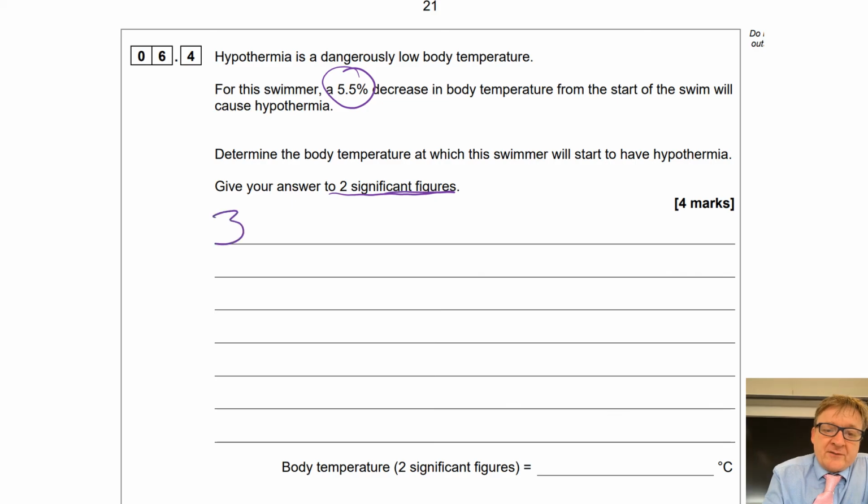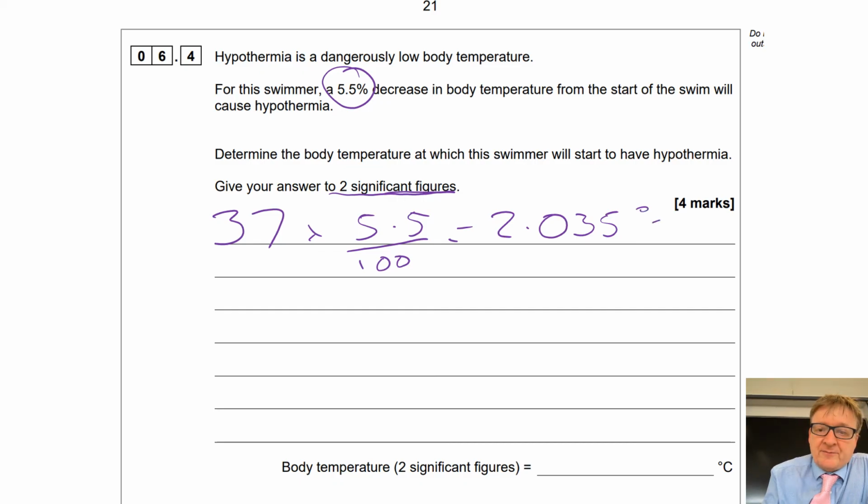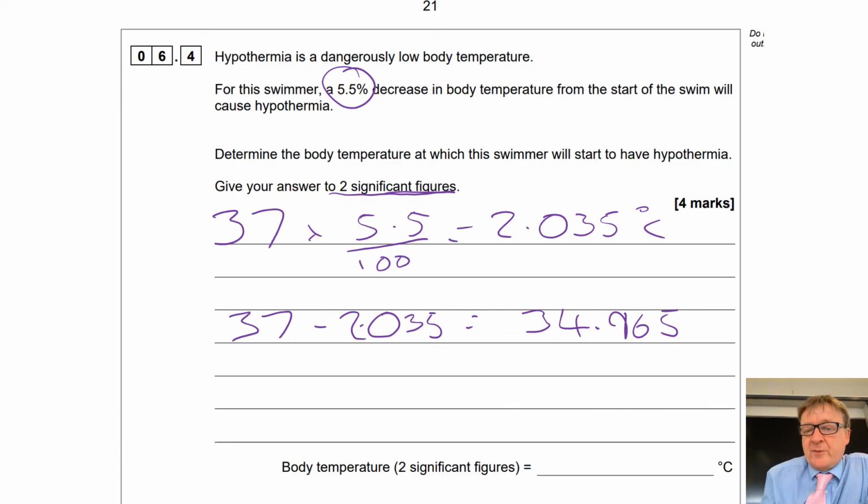Right, so 37 degrees is the body temperature that they're starting with. To find 5.5%, I'm going to multiply by 5.5 divided by 100 equals 2.035 degrees C. Okay, that's the amount 5.5% is of 37. So therefore, to work out the body temperature it goes to is 37 take away 2.035 equals 34.965. Okay, so that's what my answer is.